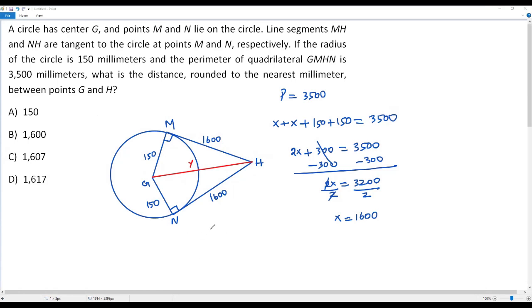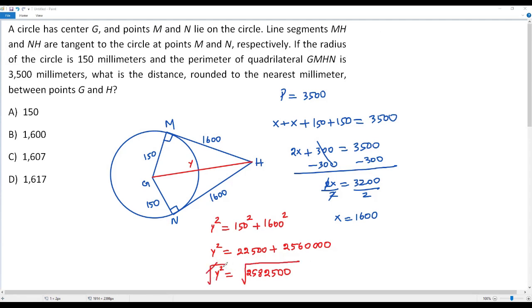Let me write the Pythagorean theorem. That is, the square of the hypotenuse equals the sum of the squares of the other two sides. So 150 squared plus 1600 squared equals y squared. The value of 150 squared is 22,500 and the value of 1600 squared is 2,560,000. Adding these two values, y squared equals 2,582,500. Our aim is to get the value of y. For that, we have to get rid of this exponent 2. Let me take the square root on both sides of this equation.